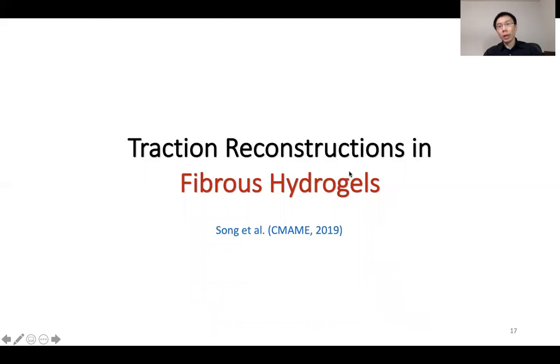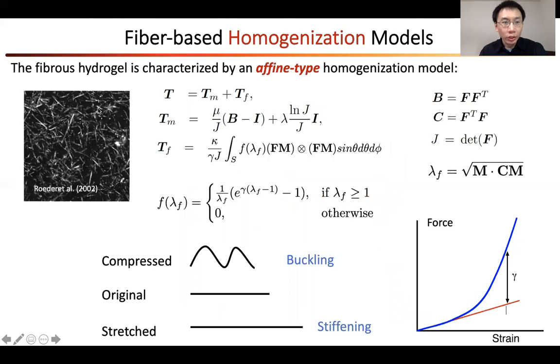So next, I'm going to show you how we can handle more complex gels like fibrous gels. So fibrous gels like collagen gels are commonly used to mimic a realistic cell environment. So these materials contain a random distribution of fibers in a background matrix. And motivated by this microstructure, we model the fibrous gel as a composite material, and we use an affine type homogenization model to describe it.